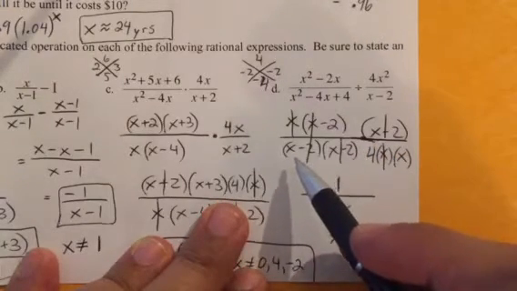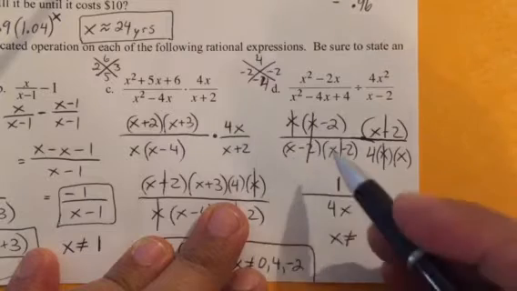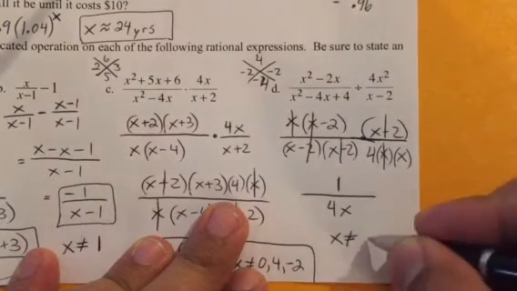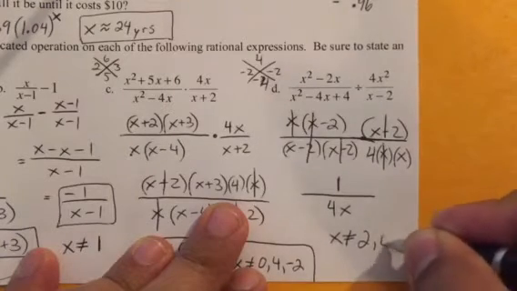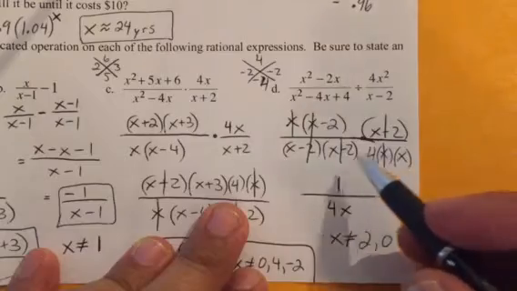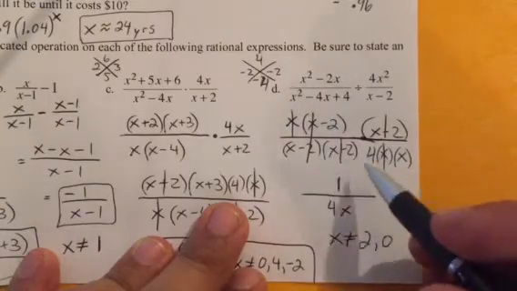So if we notice 2, 0, and that's it. So 2 and 0 are our excluded values. Those are the values that if we plug them into x, they give us 0 on the denominator. Alright, so moving on, we'll go to the back side.